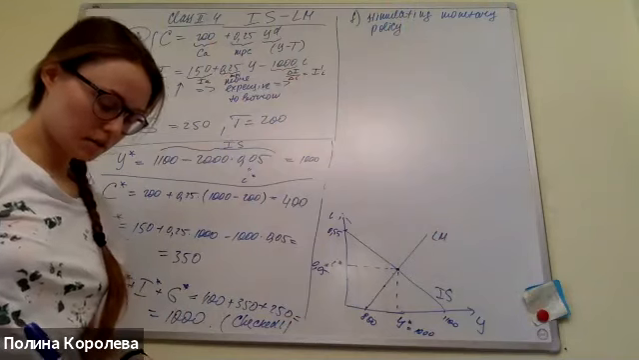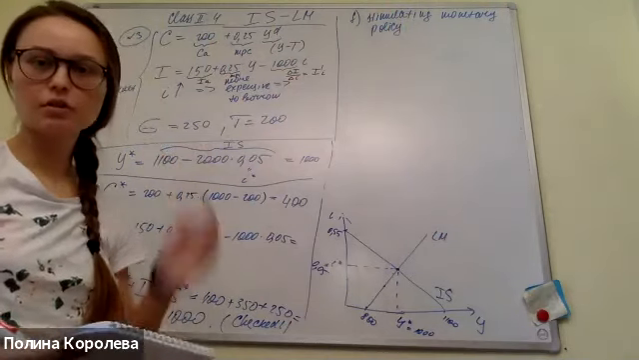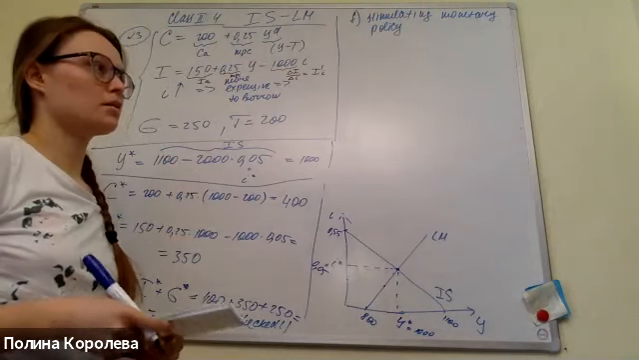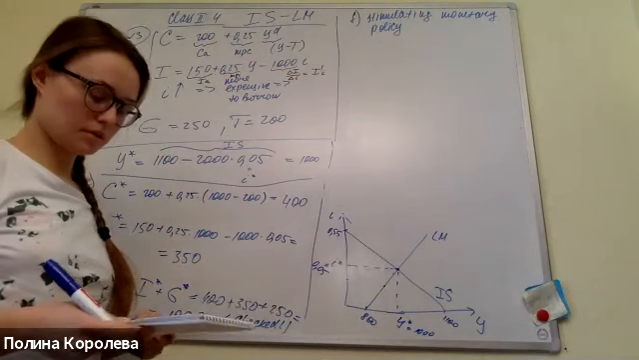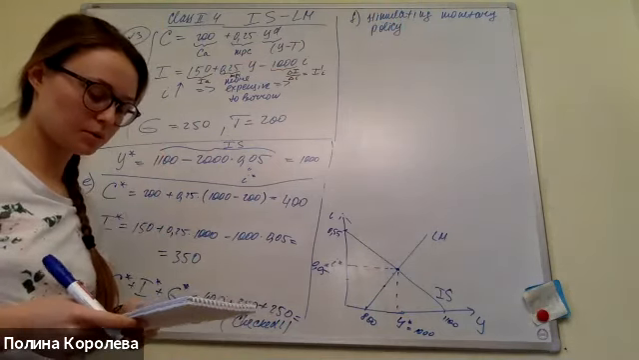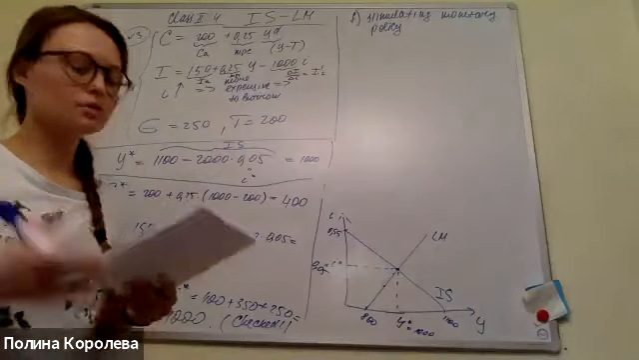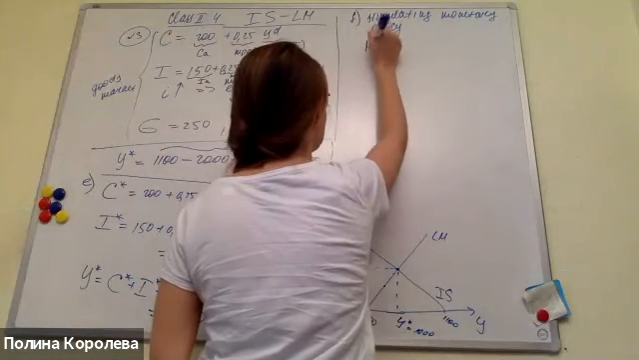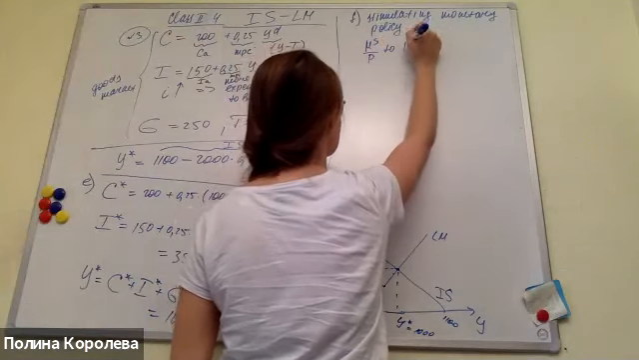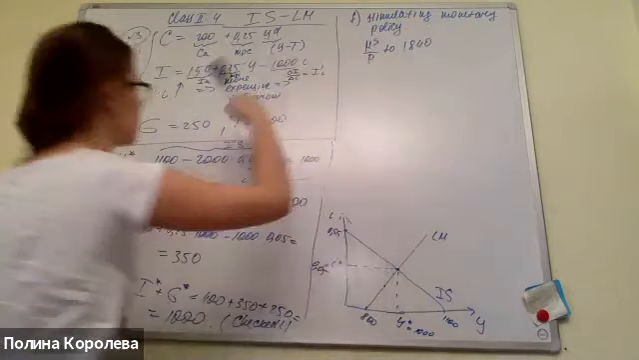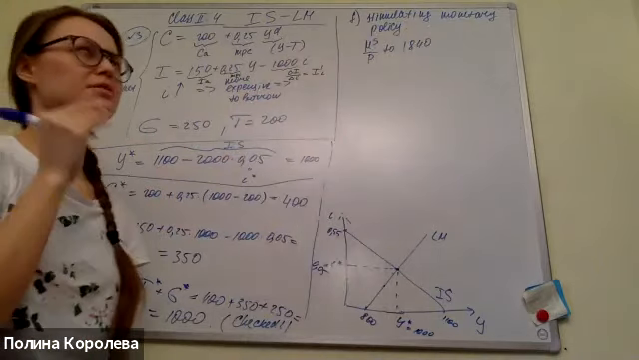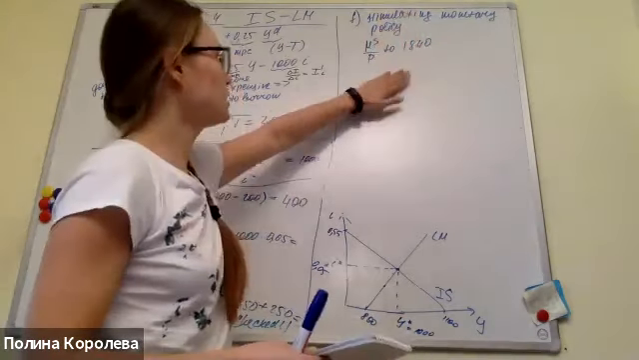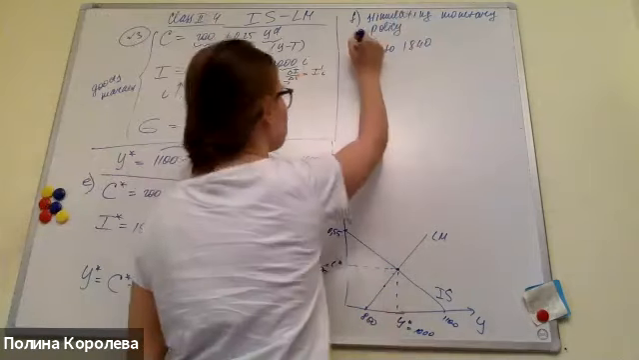The central bank, by doing some operation, say decreasing the required reserves ratio, or by buying bonds from households and firms, increased the money supply. It was before 1,600, and now it is 1,840. So the central bank increased the money supply.